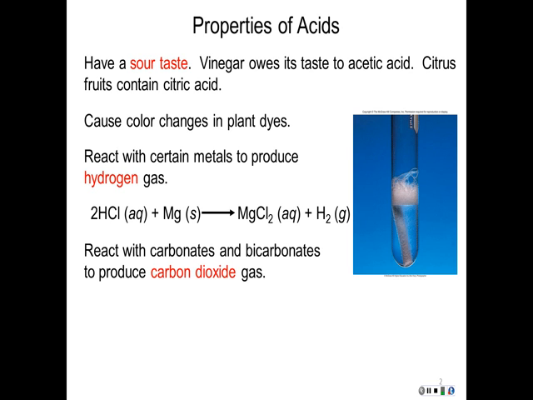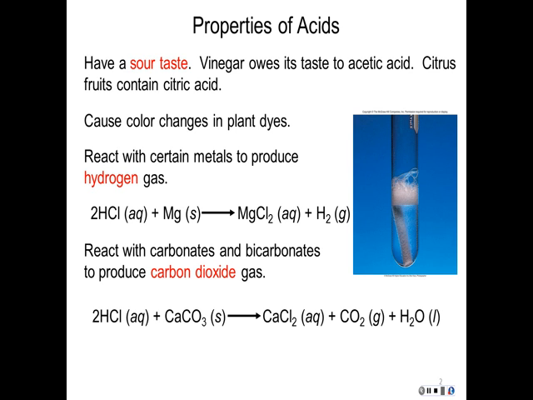Acids react with the carbonates and bicarbonates to produce carbon dioxide gas. And here's that equation there. Now the carbon dioxide, as we see with my arrow here, here's the carbon dioxide gas, and that's actually coming from the carbonate. So calcium carbonate is an example of a very common carbonate you can buy in a store, and you probably buy it as Tums or Rolaids.